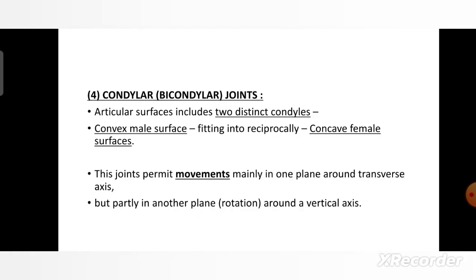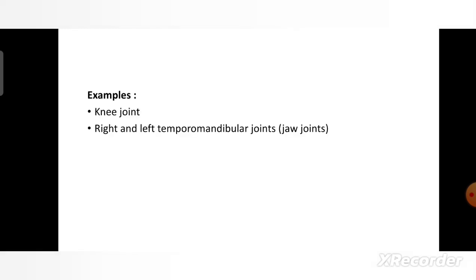Next is condylar or bicondylar joint. Articular surfaces include two distinct condyles, convex male surface fitting into reciprocally concave female surface. These joints permit movements mainly in one plane around a transverse axis, but partially in another plane, rotation around a vertical axis. Examples are knee joint, right and left temporomandibular joint, that is jaw joint.